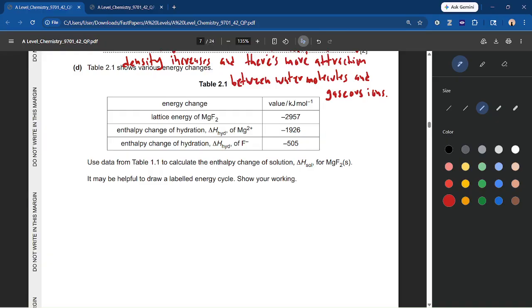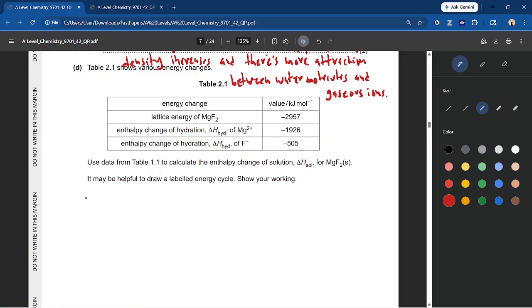Table 2.1 shows various energy changes. Use data from the table to calculate the enthalpy change of solution for magnesium fluoride. Okay, so let's figure it out. Lattice energy is minus 2957. The enthalpy change of hydration is minus 1926. And the enthalpy change of hydration of fluoride is minus 505. So it's good that we have all those figures together. Now let's put them together and get our answer. For this, we're going to use Hess's law, obviously.